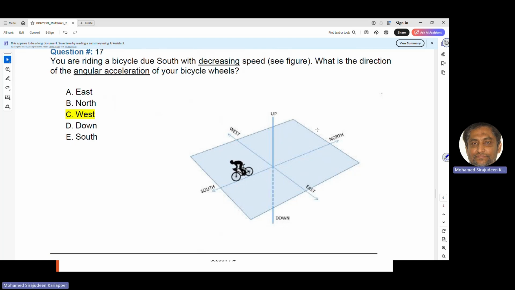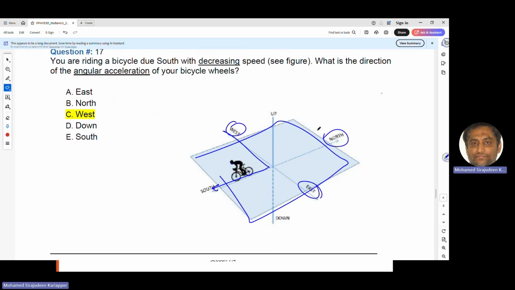Anyway, here you are helped. The directions are all given. And you can picture this, right? This is one plane. This is the road. And this guy is going south. And you can see already his right is west, his left is east, his back is north. But the question will be like this. I may not even give the figure.